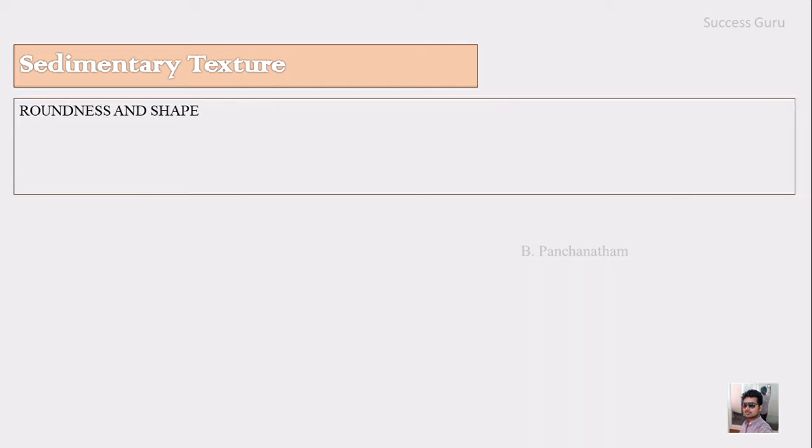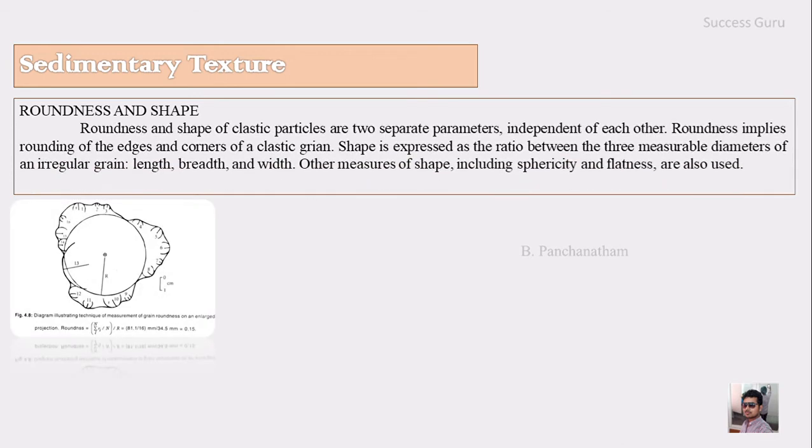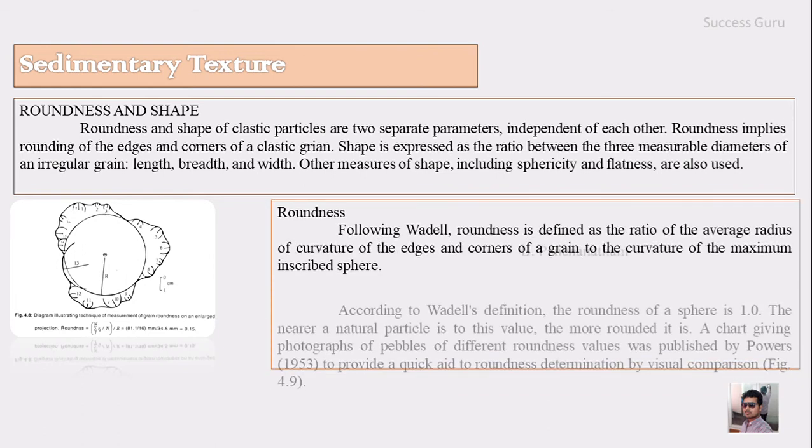And the next heading is roundness and shape. Actually, the roundness and shape of a clastic particle are two separate parameters, independent of each other. The roundness implies rounding of the edges and corners of the clastic grain. The shape is expressed as the ratio between the three measurable diameters of the irregular grain, that is, length, breadth and width. Other measurements of shape, including sphericity and flatness, are also sometimes used. So we'll see the roundness.